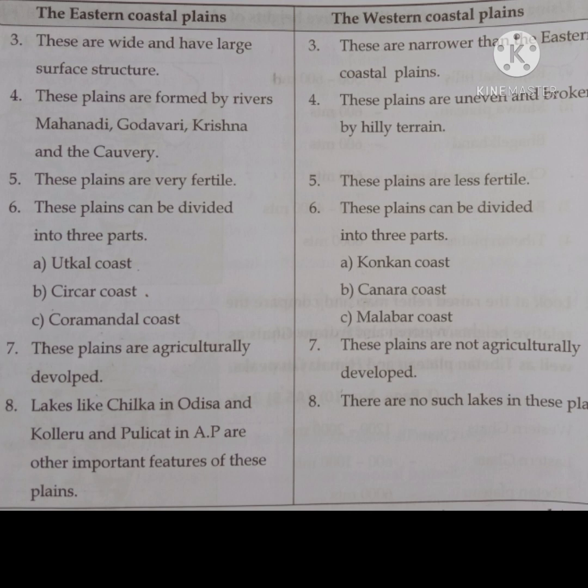Similarities between eastern coastal plains and western coastal plains. Both coastal plains are stretching from north to south. Both coastal plains are receiving abundant rainfall during southwest monsoons. East and west coastal plains are extending between the sea and mountain ranges. Both east and west coastal plains are covered with fertile soil.